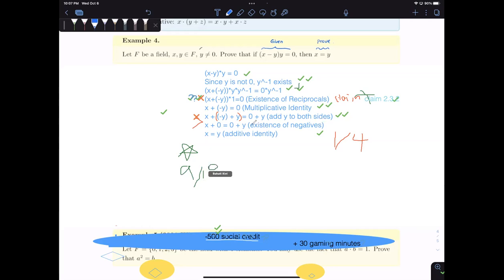Not really existence of negatives. So here I will change this. So what did we use here? Guys, what did we use here? This is not an axiom. Yeah, you don't need this.